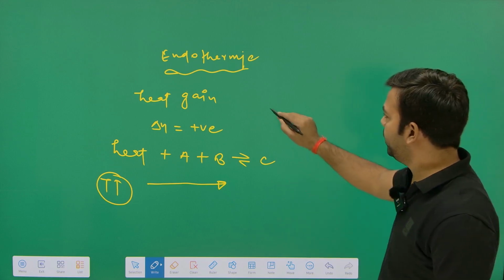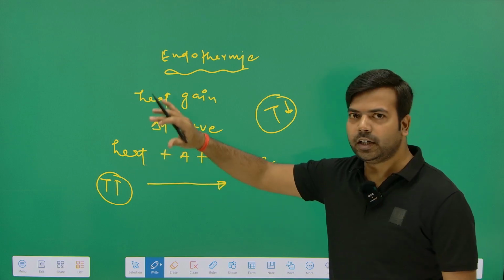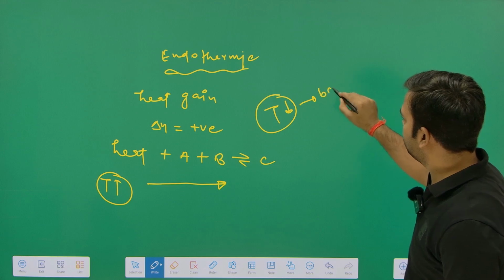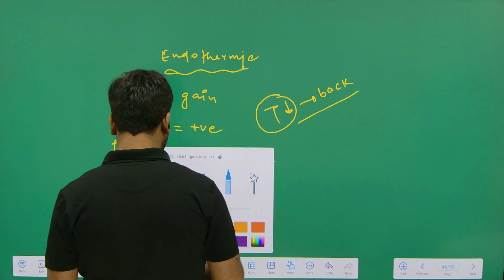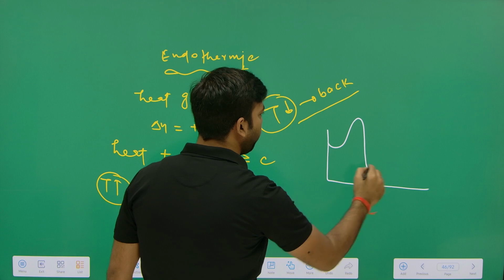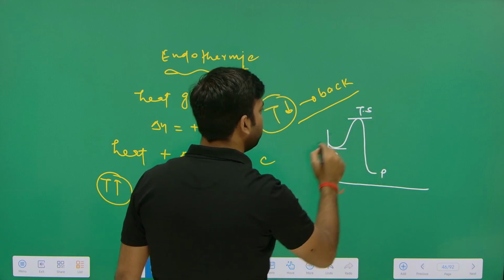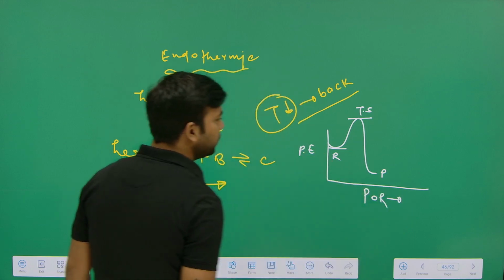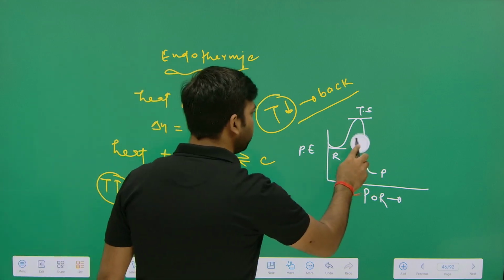Clear? And what should be the direction if you're going to decrease the temperature? Decreasing temperature means heat will decrease on the reactant side, so equilibrium will move to the reactant side, meaning backward. So this is the story of endothermic, and the graph will be like this. This is reactant, this is product, this is transition state, this is potential energy, this is progress of reaction. I think I made a mistake. This graph is exo, not endo. Let me discuss this again.